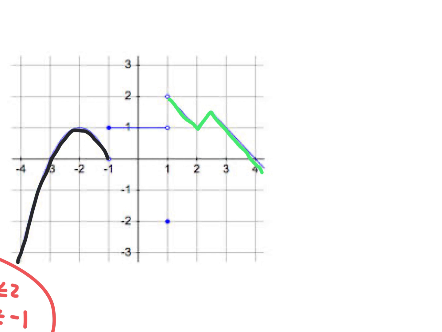I didn't even notice this last hour, but a kid pointed out, what about that spot at (1, -2), Mr. Server? And I was like, I didn't even notice that. There is a 4th function. We're going to make it a red dot.